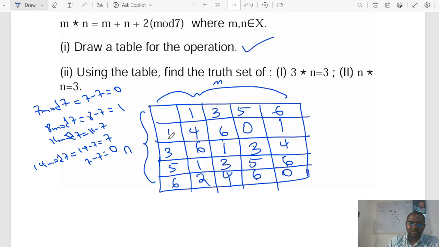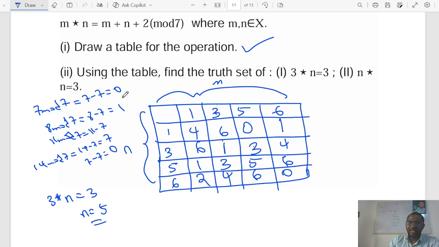I've done this. Now the next question says, use the table to find the truth set of (i) 3 star n equal to 3. So let's see, 3 star n equal to 3. Which one gives us 3? That's 5. So that means n must be equal to 5. The answer, n is equal to 5, because it is 3 star 5 that is giving us 3 here. Can you see that? So n is 5 is the answer.